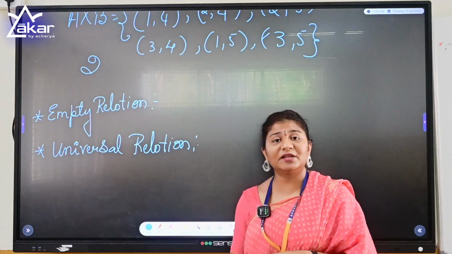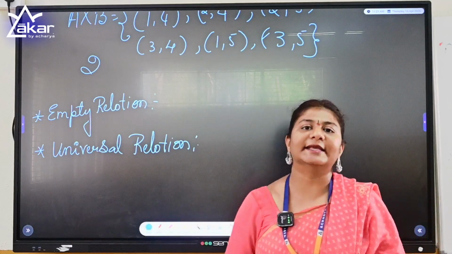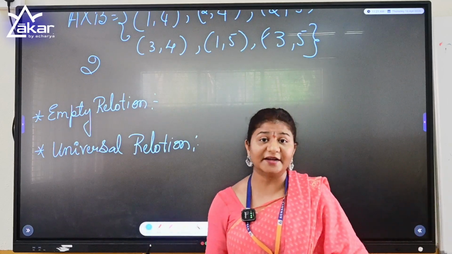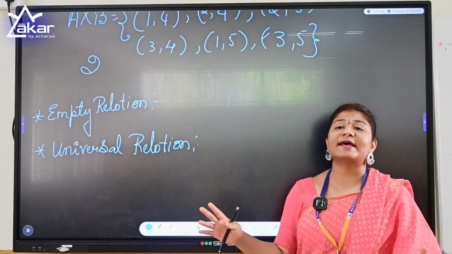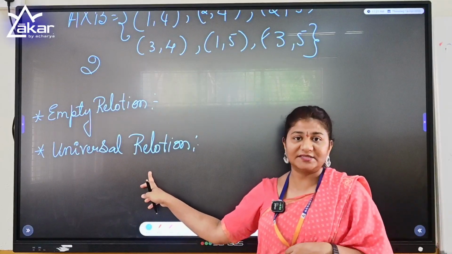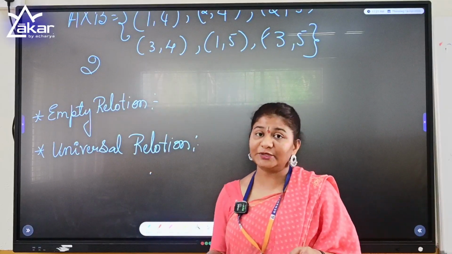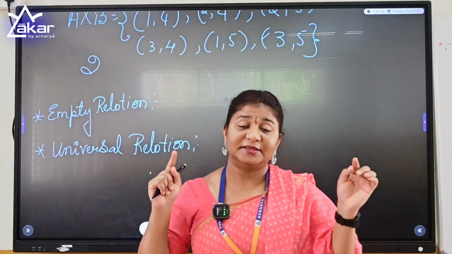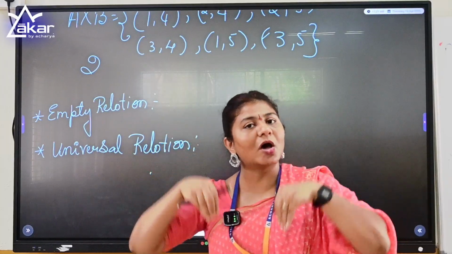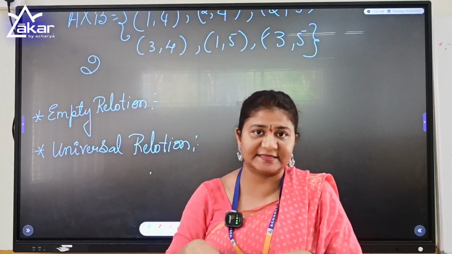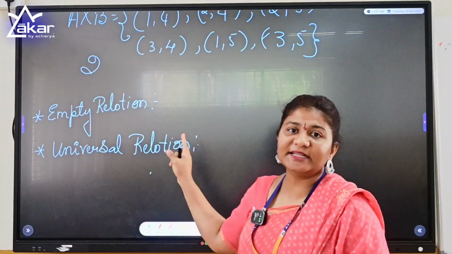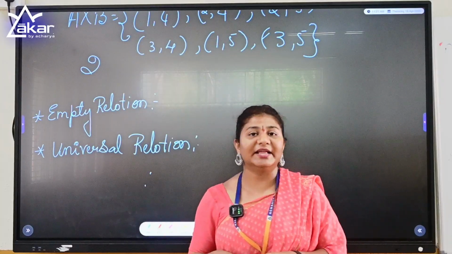So the universal means what? It takes in all. Yes, we are all less than 100 years, right? So here what happens? This is a universal relation. Why is it a universal relation? Because the universal relation takes all kinds of relations by itself. So that's why it is a universal relation.